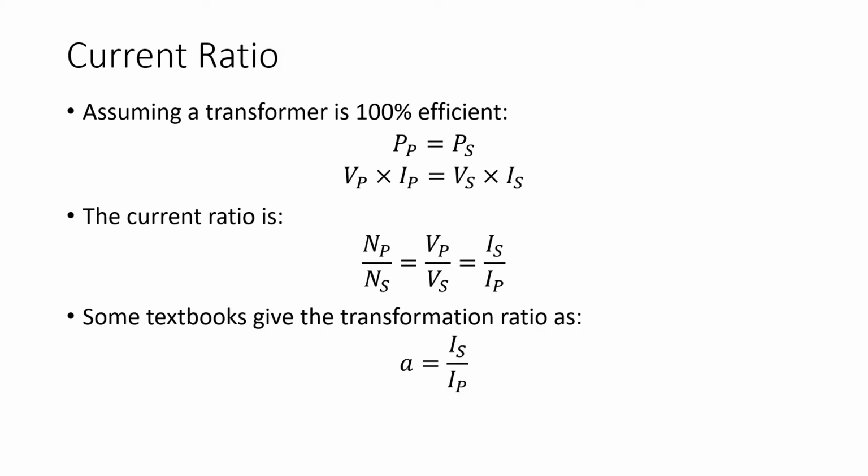Now, I've seen some textbooks that describe the transformation ratio of a transformer as being symbolized with the lowercase letter a, which is given as IS over IP. However, I will use the capital letter N for the transformation ratio, which again states the ratio of the voltages in the primary and the secondary.